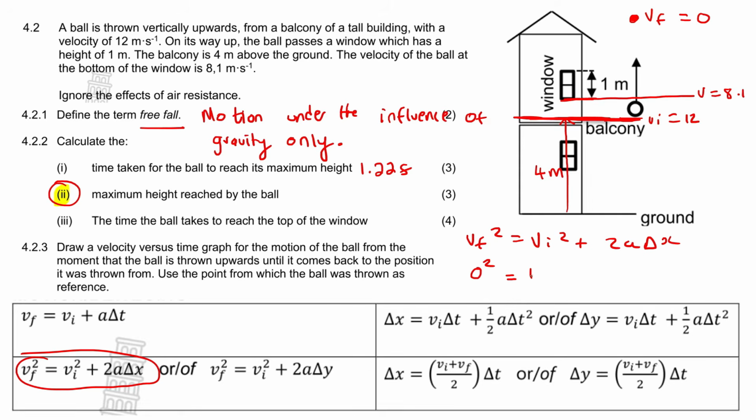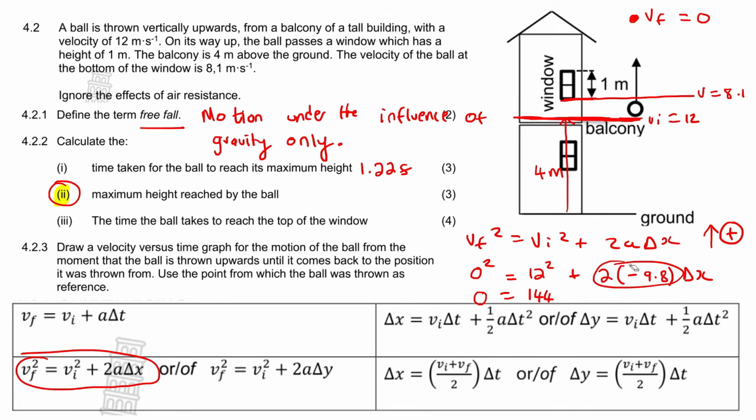The initial velocity is still going to be 12. Oh, I didn't even choose a direction. Let's keep up as positive. And then the acceleration will be negative, and delta x we can just leave like that. So this will end up giving us 0 equals 144.